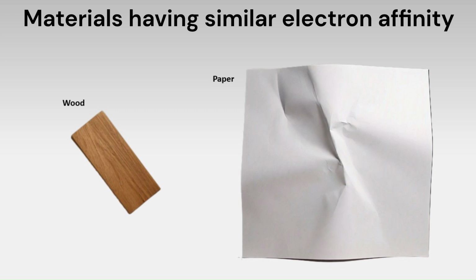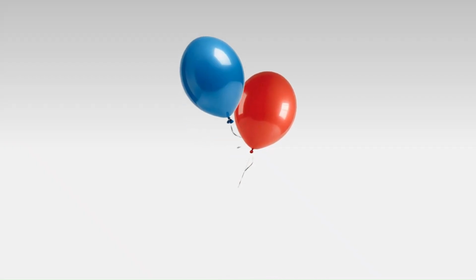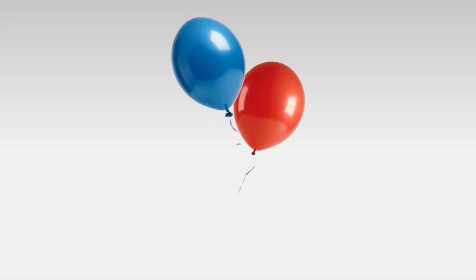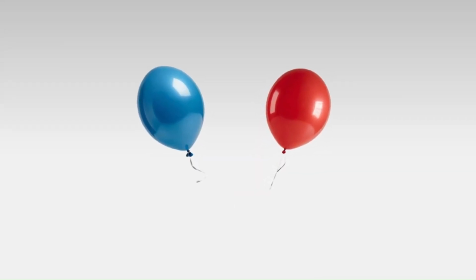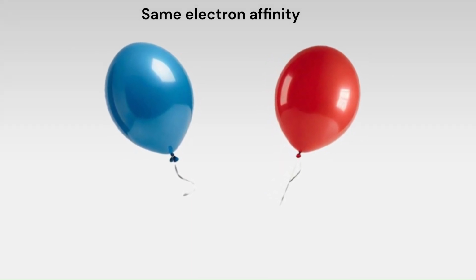Bigger the difference in affinities, more will be the number of electrons getting transferred, hence stronger will be the effect. But if two materials have similar electron affinities, there is no significant transfer of electrons. Therefore, these pairs of materials show weak or no signs of charging. This also explains why two bodies made of same material don't get charged. Both will have same electron affinity, hence there is no transfer of electrons.